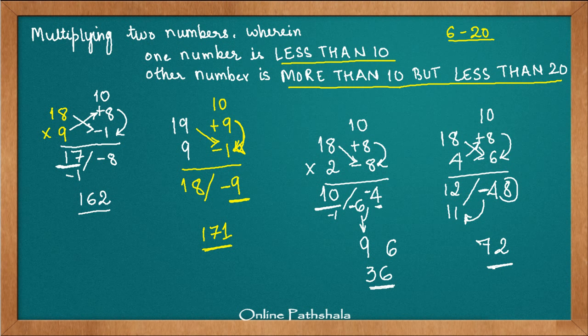Now you can confirm this by doing your multiplication in a conventional way. You can do 18 into 4. 8 times 4 is 32. So 2 remains over here and 3 is carried. 4 times 1 is 4 plus 3, 7. So as you can see, you get the same answer in both the cases.